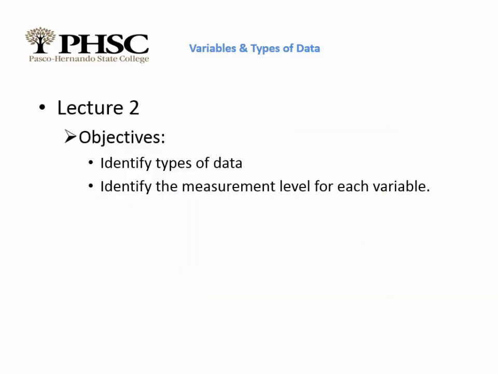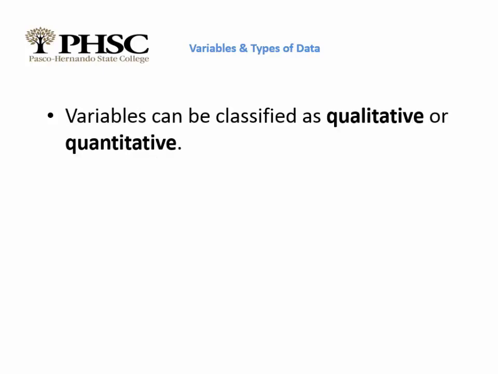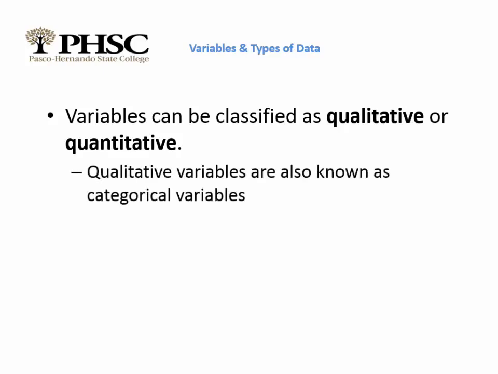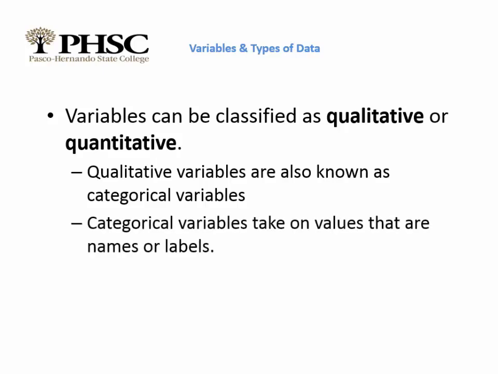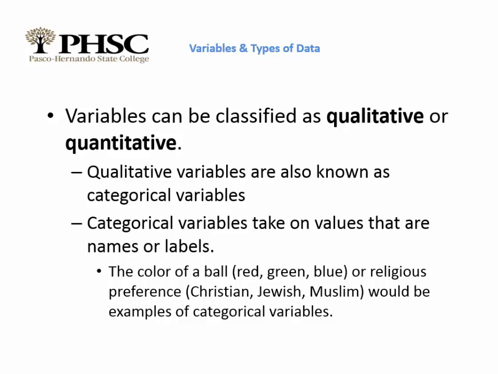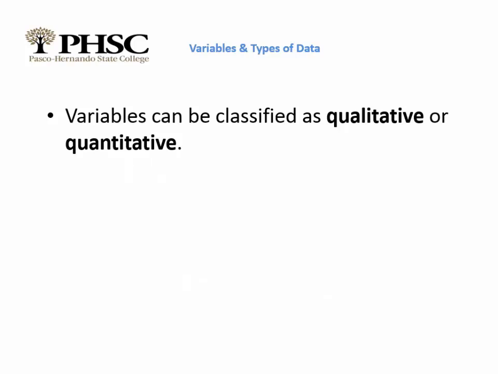In this lecture, we're going to be talking about types of data and measurement level for each data. Variables can be classified either as qualitative or quantitative. Qualitative variables are also known as categorical variables, and these are values that take on names or labels. Gender is one of them. Political affiliation, Democrat, Republican, Independent. Those are labels or names. Another example would be the color of a ball, red, green, or blue, or religious preference, Christian, Jewish, Muslim. Those are examples of qualitative variables.